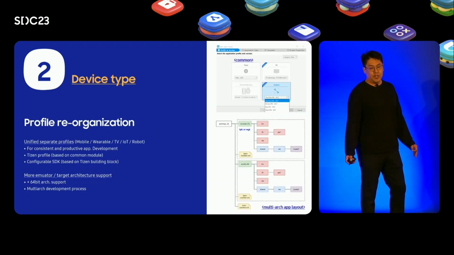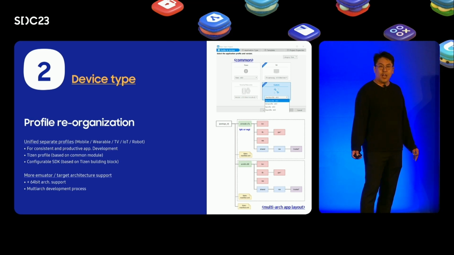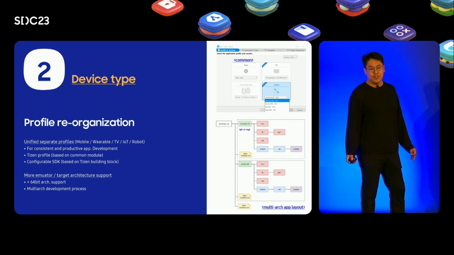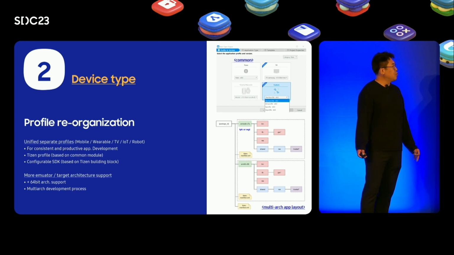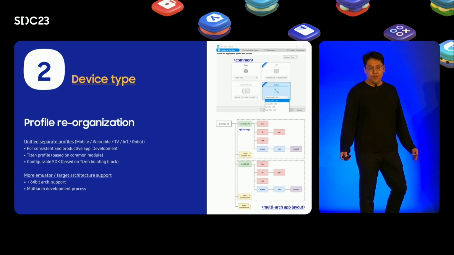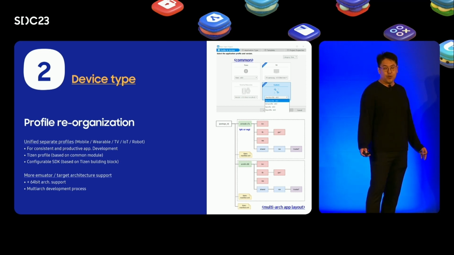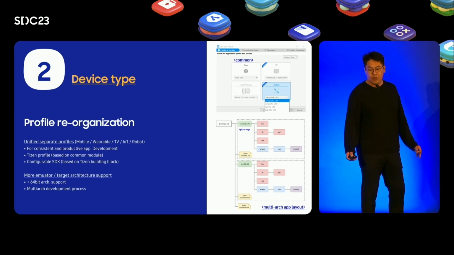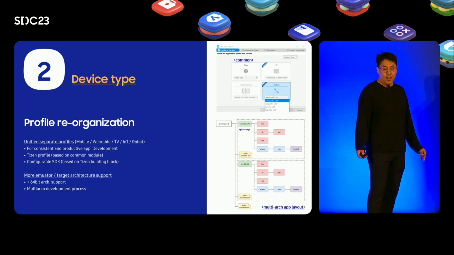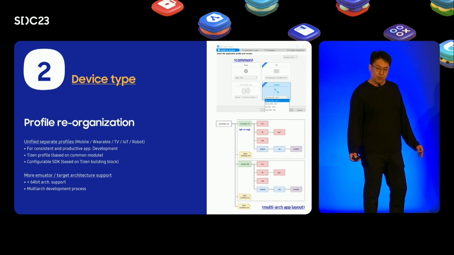The second topic is device type. With the diversification of devices, we've noticed that profile reorganization is needed for consistent and productive app development. Based on this approach, we have unified separate profiles into a single Tizen profile based on common modules. Existing profiles are still compatible and usable with the previous platform version. And we have added configurable SDK features which allow users to customize the profile they need.